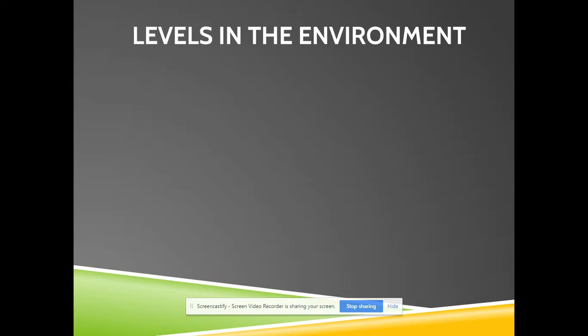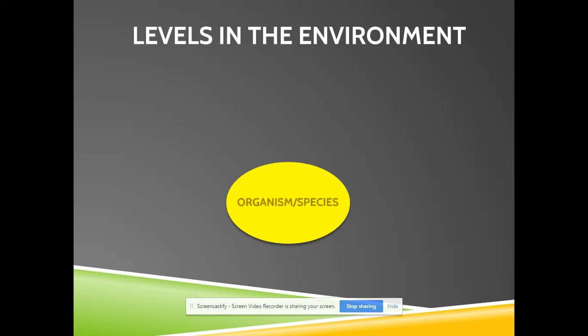The levels in the environment. Now, we did levels of an organism when we did cells, and cells make up tissues, and tissues make up organs, that make up organ systems, which make up an organism. But those levels don't stop there. In the levels in the environment, we actually are going to pick up where we left off with organism.